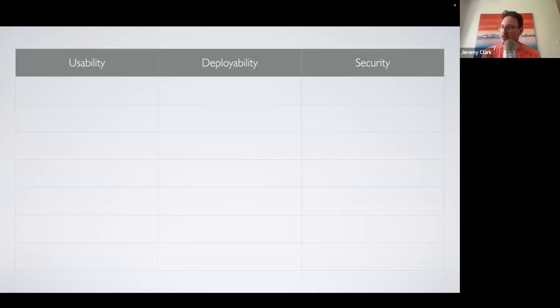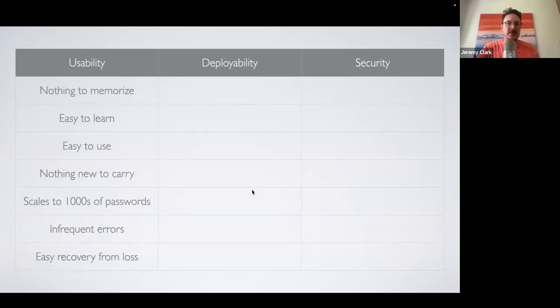Okay, so redundancy, unique, available, convenient to use. So yeah, you guys are on the right track. So I'll show you the list I came up with. So it's nothing to memorize, easy to learn, meaning you can learn how to use it. And then once you've learned how to use it, it's easy to actually use it. Nothing new to carry, which was mentioned.